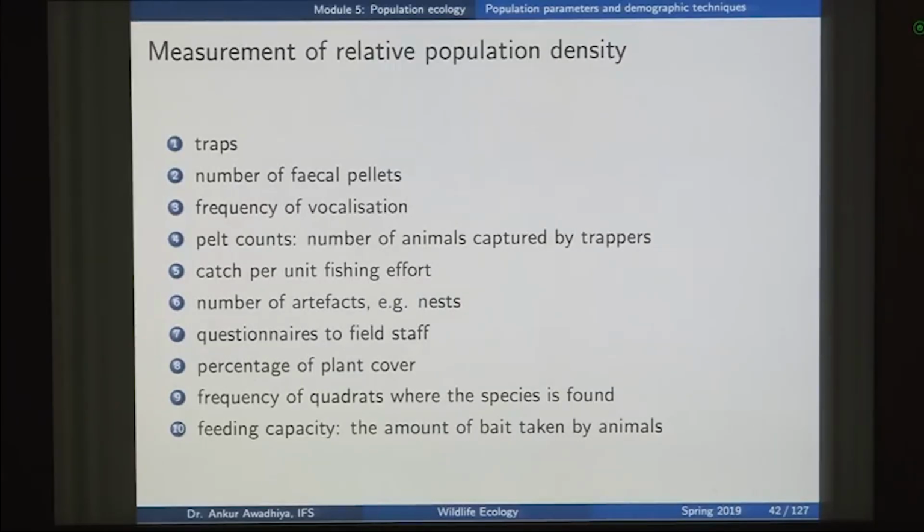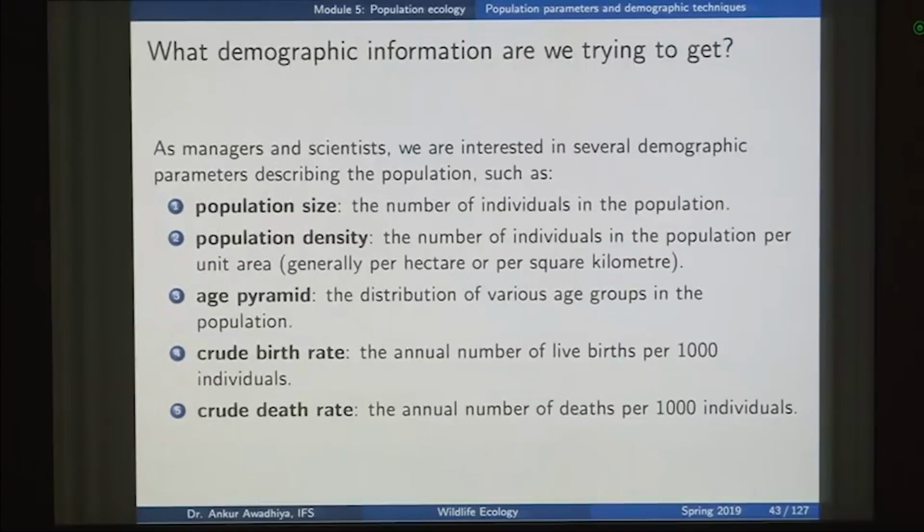Number of artifacts, how many nests do you have in an area, or you can ask the field staff how many animals have you seen, or you can go for percentage of plant cover. The more cover that you have, the more animals you will have. Or frequency of quadrates where the species is found, or the feeding capacity. So you put some amount of feed in these two areas. In one area most of the feed gets eaten up, so that should be having more animals.